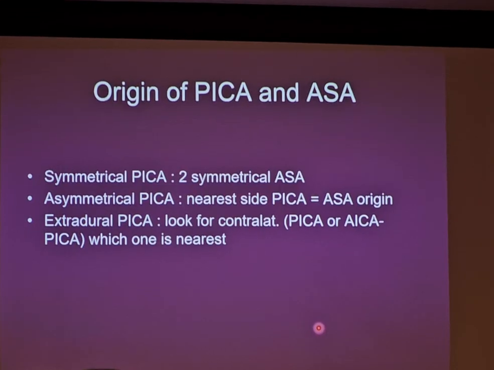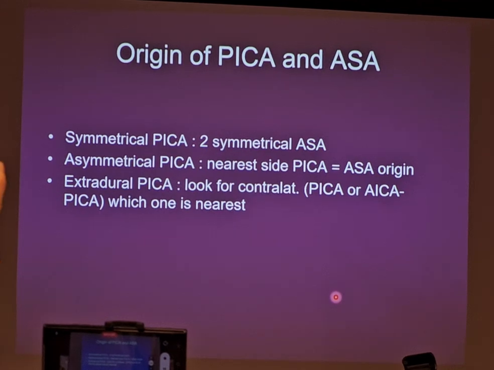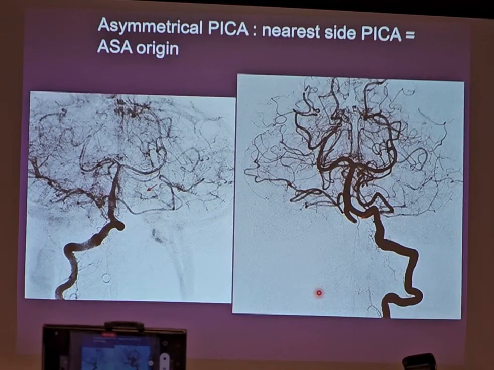So there will be some words about, again, PICA being very important. We were talking about ventral perforators, we were talking about the origin of the lateral spinal artery, and now we are talking about the relation with the anterior spinal artery origin. In symmetrical PICA, you can have two symmetrical anterior spinal arteries. Okay? In the case of asymmetrical PICA, the nearest side PICA can be the origin of the anterior spinal artery. So if you have an extradural PICA, look for the contralateral PICA or the ipsilateral PICA. The nearest is the side of the anterior spinal artery.